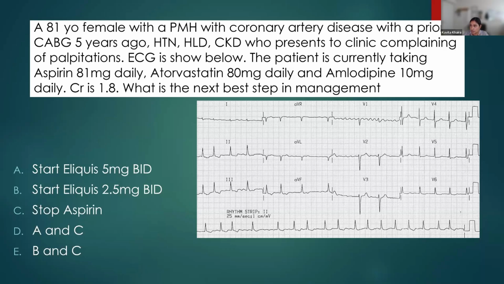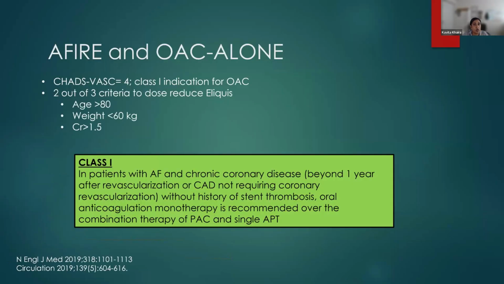All right, so it looks like we're pretty split between B and E, but most people said E, and that's the answer. This patient obviously has atrial fibrillation, and I gave you a bunch of reasons that their CHA2DS2-VASc would be greater than 2 and would be indicated for NOAC. So we got that right. In terms of whether you should stop aspirin and what the dose of the Eliquis will be: the AFIRE trial and the OAC-ALONE trial included patients with a CHA2DS2-VASc of 4 or more. It was a class 1 indication for oral anticoagulation.